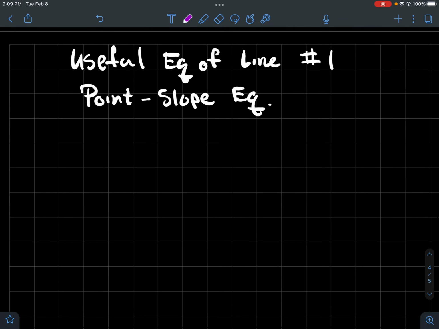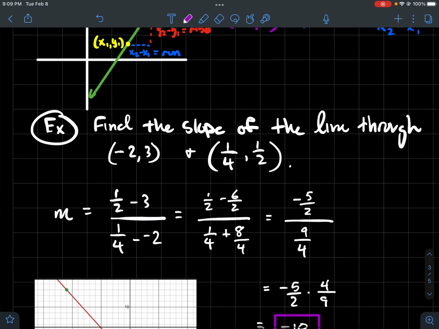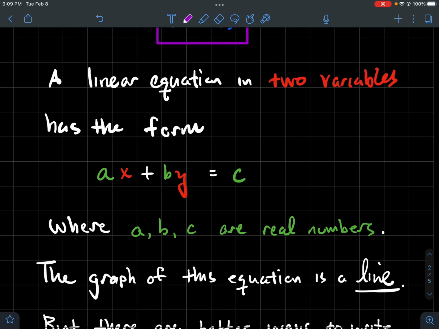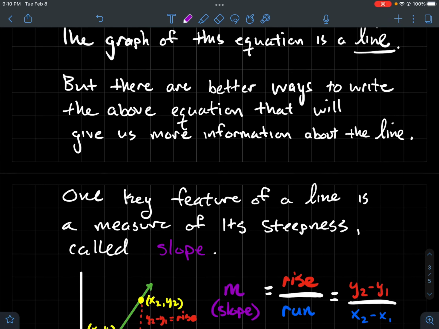Okay, so what are the two useful equations of a line? Remember I said that, if I scroll up a little bit, here's the standard form of a line, but it's not useful. Nowhere in there can I see very clearly what the slope is, say. And the slope is important, right? It tells me what some other points on the line are and how steep the line is. So this is not super useful for that. So what are some other ways I could write the equation of a line?